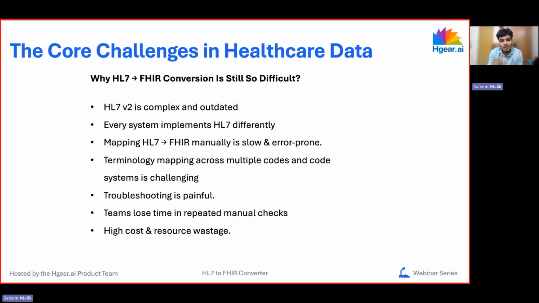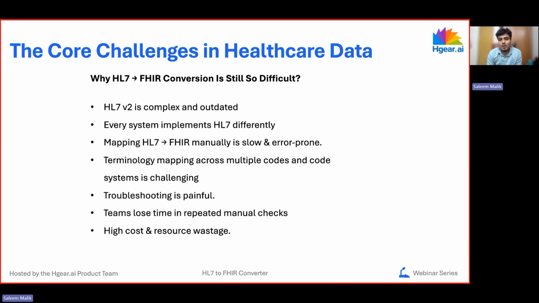To solve all these things, we have brought the HL7 to FHIR converter in HGear.ai. If you're doing all these things manually, and you have to find any errors or issues like missing fields, the troubleshooting part, you have to dig deeper and deeper, and it's definitely a painful process. What happens as a result? The teams start losing their valuable time. You have to commit lots and lots of resources. So for organizations, it's a very high cost and resource wastage process.